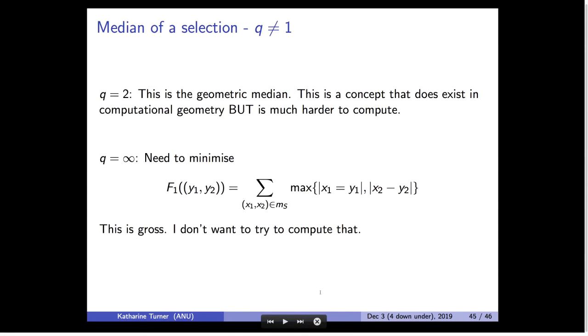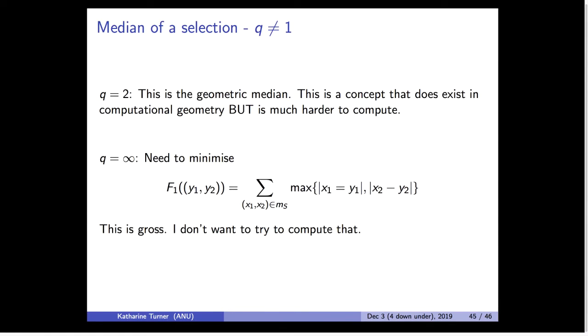Okay? So if I took Q to not be 1, I'm going to compare to two different things. One thing is I could take Q to be 2. This has a name. This is called the geometric median. It does exist in computational geometry. It is known to be hard to compute. I think once you go beyond 5 points, it's very hard to compute what the geometric median is. I think if you've got like 3 points, then there's triangle things you can do. But if there's enough points, it's known to be hard.